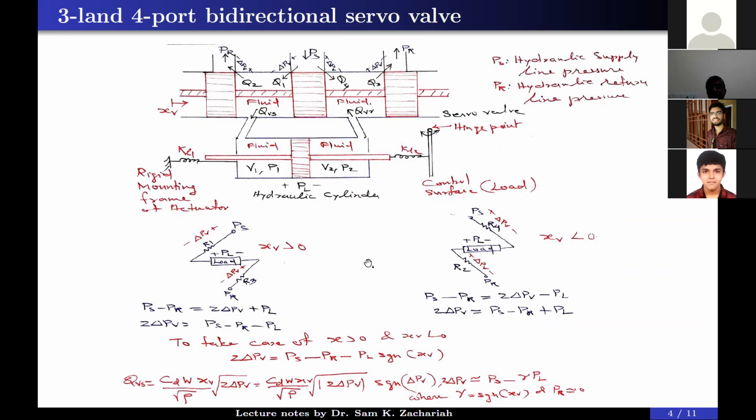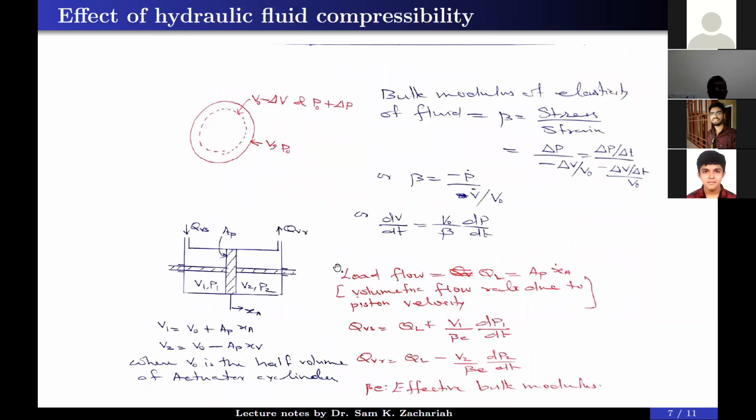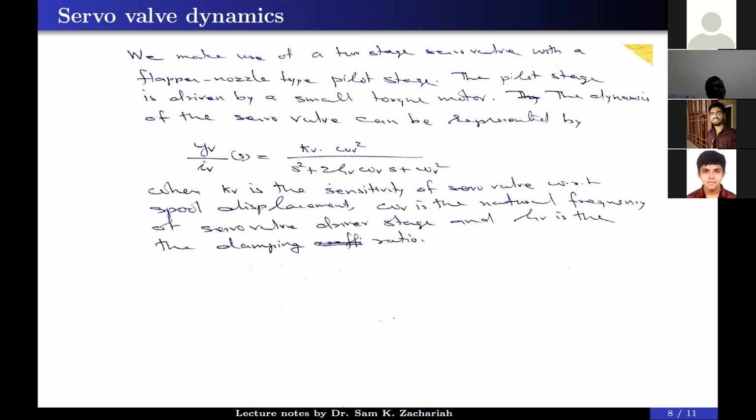The servo valve that we are using now has a hydraulic pilot stage, and the pilot stage is called a flapper nozzle stage. And the flapper is actually moved by an electric motor, a small force motor sort of thing. And finally, you can express the relation between the physical displacement and the motor current by a second order dynamics.